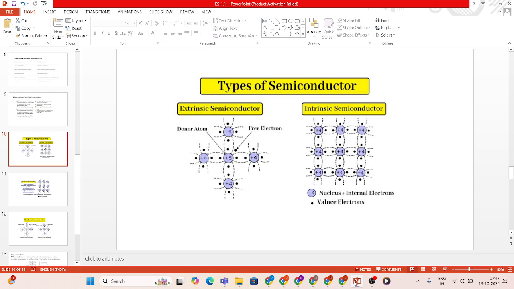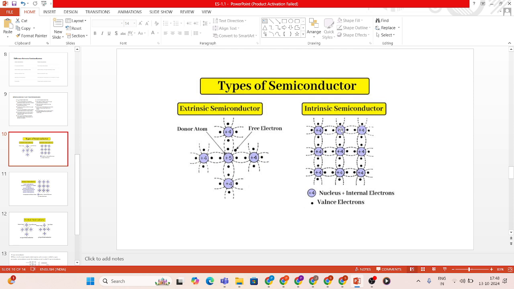You can see the crystal lattice structure of silicon atom. Here the four electrons are making covalent bonding with four electrons of another silicon atom. So there is no free electron.